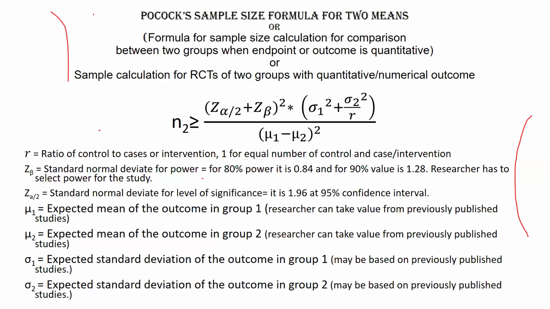So please take one example: yoga and meditation and serum creatinine level among CKD patients at 6 months. Please write down: mean serum creatinine level in the intervention group is 3.4. In CKD patients, the mean serum creatinine level in the control group is 5.2.